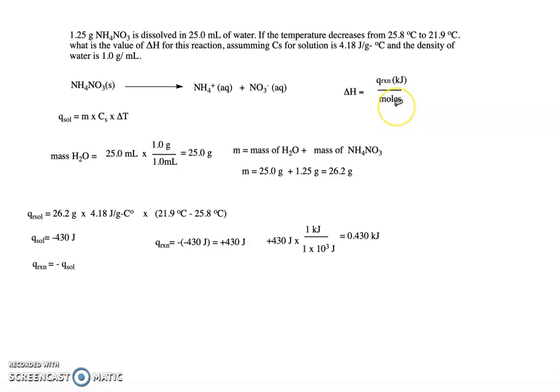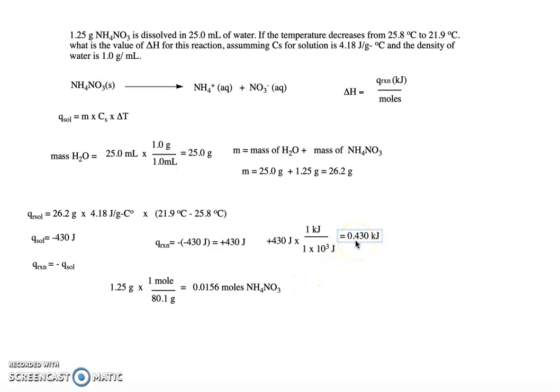Now we need to find the moles. This is a standard mole calculation like you've done many times before on many other problems. We're finding the moles of NH4NO3. We don't care about the moles of water. It's the NH4NO3 that's giving or gaining heat, and we have 1.25 grams of it. So 1.25 grams times 1 mole per 80.1 grams, that's the molar mass, gives me the moles, 0.156 moles.